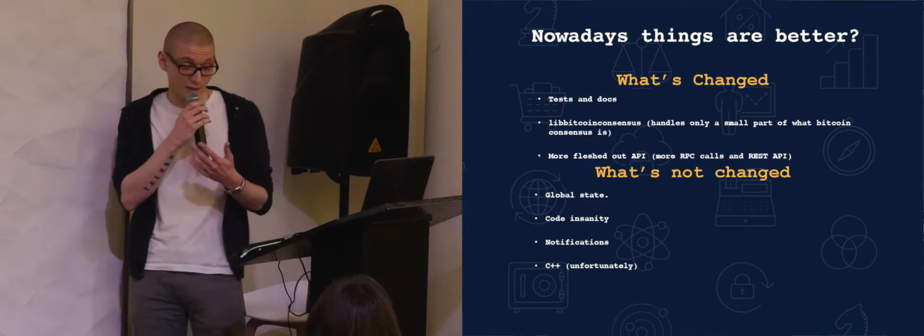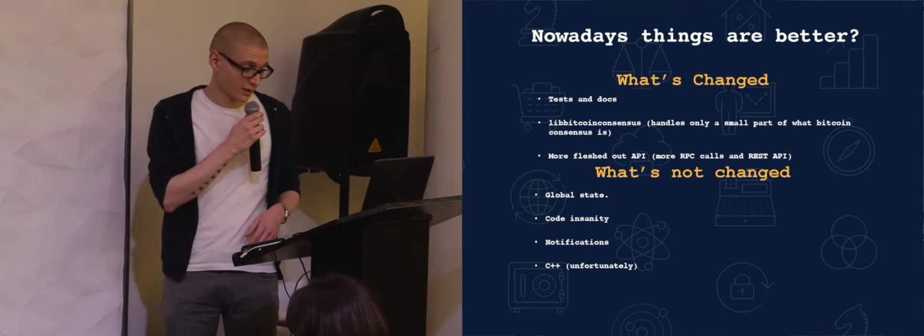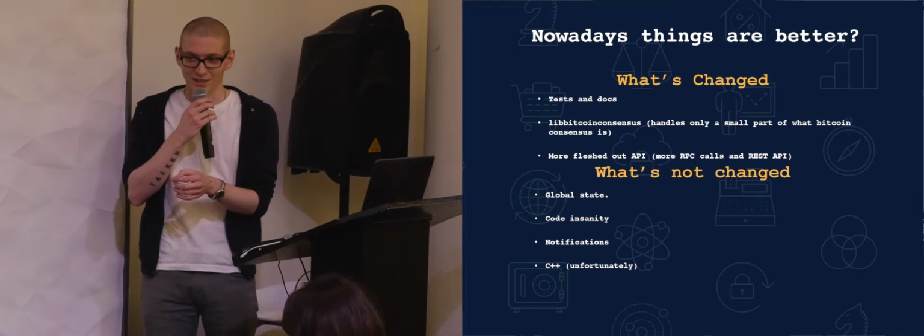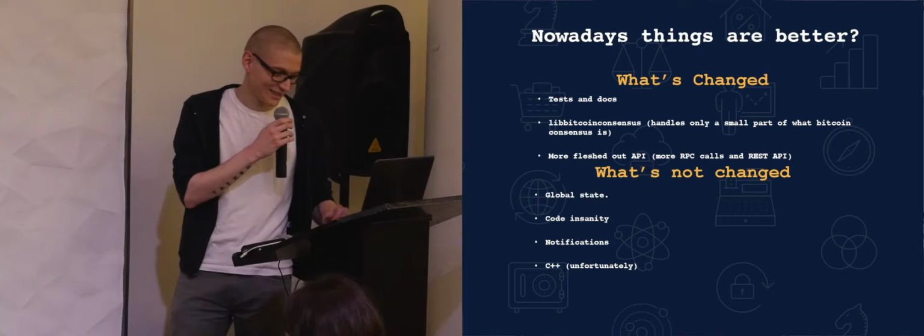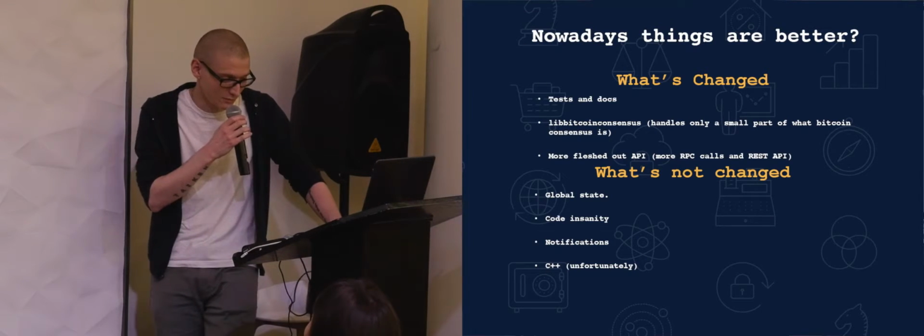There's a REST API now. So what hasn't changed? There's still global state all over the place. There's this insane system of locks you have to use to access the coins. Am I right, roast beef? Am I right? Yeah. Code insanity hasn't changed, and I'm going to talk about that in a second.